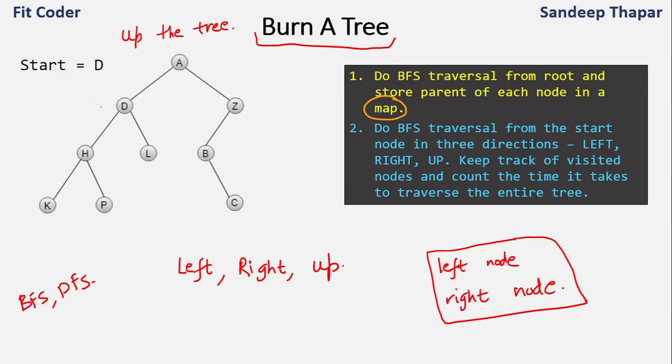So we'll start from node D and we'll do BFS traversal in 3 directions. So this is left, this is right and this is up. And we'll count the time it takes to traverse the entire tree. So that will give us the time taken to burn the entire tree. Now let's check both of these steps individually.